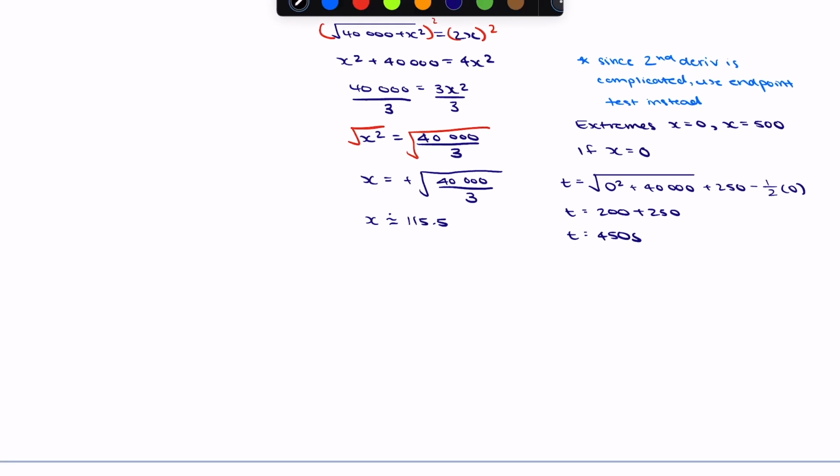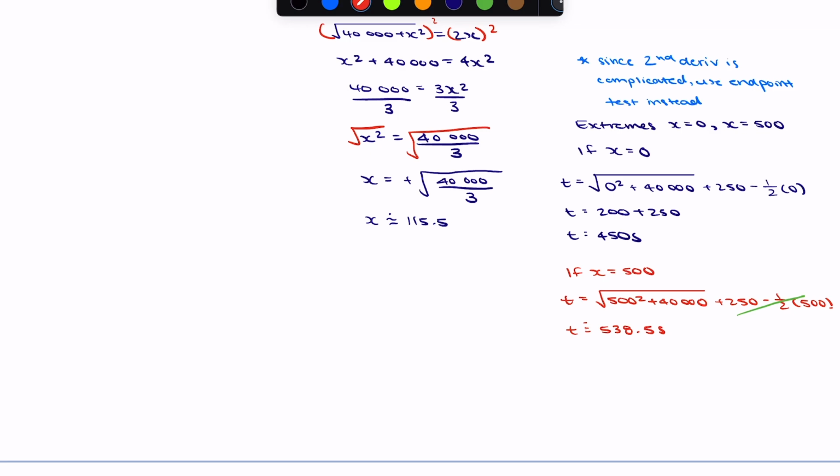We'll look at if x is equal to 500, so sub that back in as well. t is equal to square root 500 squared plus 40,000 plus 250 minus 1 half times 500. The 250 and the negative 250 will cancel out. So here we'll have square root 500 squared plus 40,000. And so t will be approximately equal to 538.5 seconds.